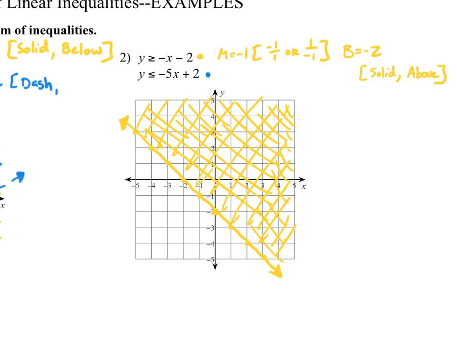Second one is also already in slope-intercept form. Your m is -5. So again, that could be -5 over 1 or 5 over -1. Your b value is +2. You have to use the -5 over 1 to get a point here, so you go down 1, 2, 3, 4, 5 over 1. This is another one that is a solid line, because it is less than or equal to.